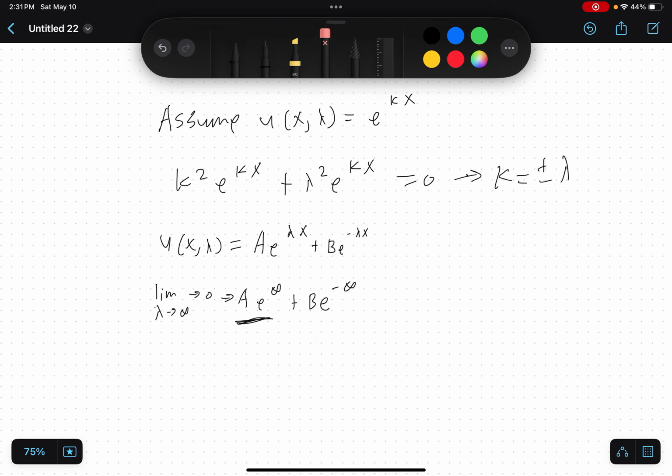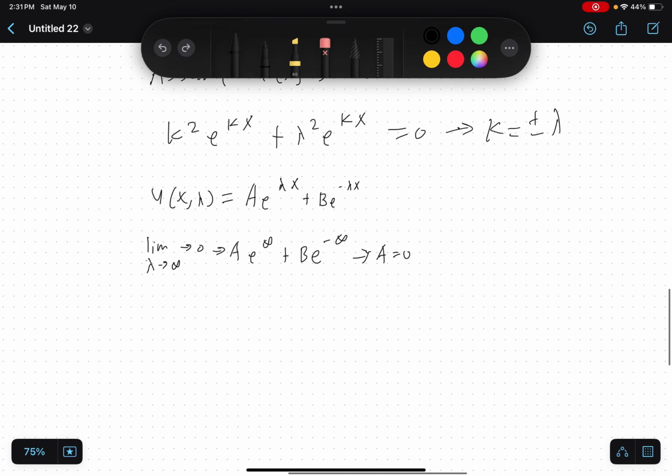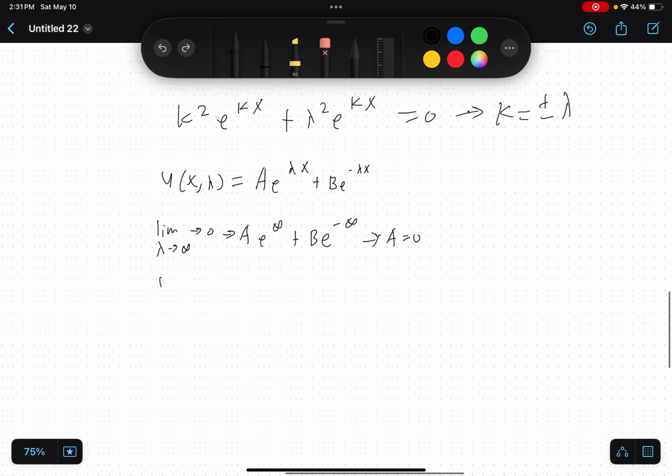So a has to be 0. Because this already satisfies it. This doesn't satisfy it. So we just have to set a equal to 0. So now we've got u of x and lambda equals b e negative lambda x. Cool.